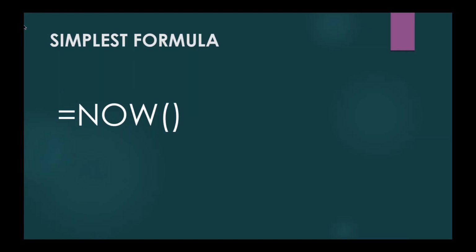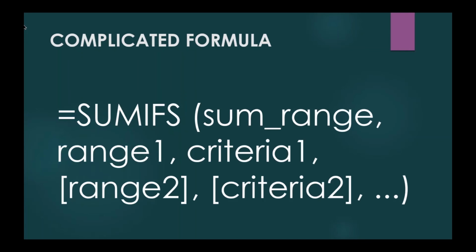Then we have a slightly more complicated formula. This is the SUMIFS formula. I'm also going to show you how this one works today. And as you can see here, we have a little bit more going on. So every time you see a comma, that is a new argument. So sum range 1, criteria 1, range 2, each one of those is an argument.